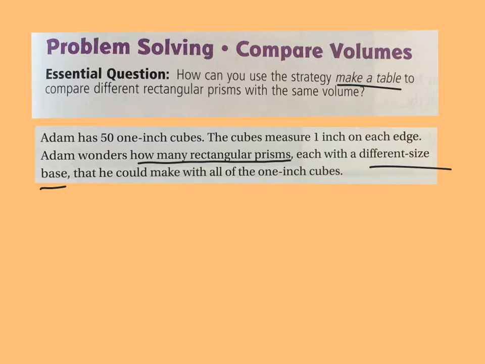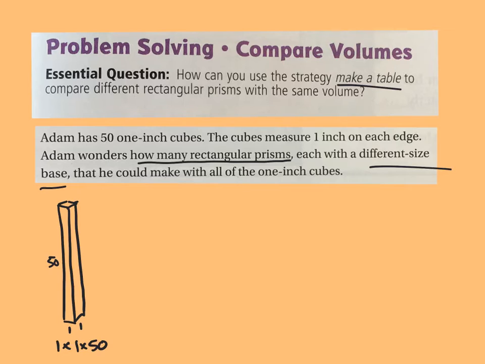He wonders how many rectangular prisms, each with a different size base, he could make with all of the 1-inch cubes. So I'm going to start brainstorming and think, well, I could make a rectangular prism that looks like this. Excuse my drawing, please. That's 1 by 1 by 50. 1 times 1 times 50. That is using 50 1-inch cubes. That's one way. But now I need another way.